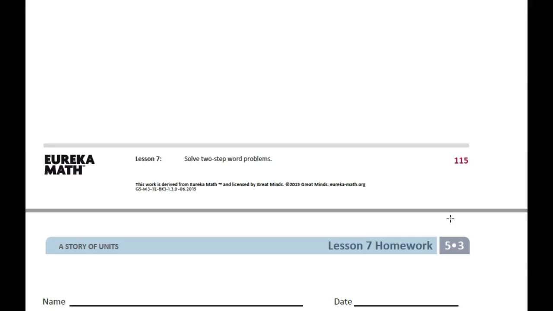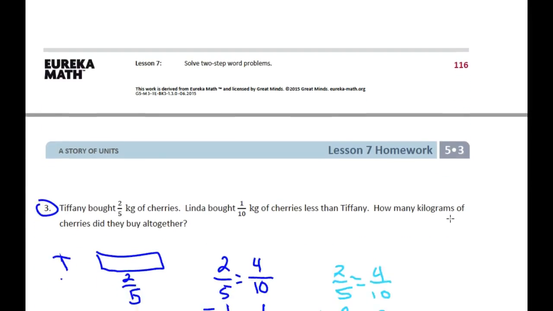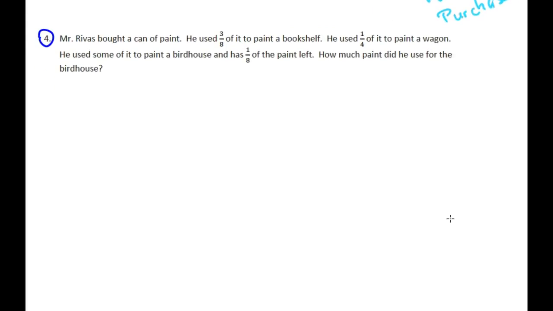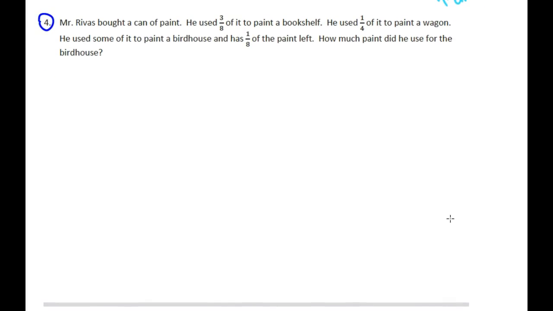All right, let's go to the last problem. So remember that was 5 minutes 50 seconds. That's where you'll find your homework problem. This one, Mr. Rivas bought a can of paint. He used 3/8 of it to paint a bookshelf. He used 1/4 of it to paint a wagon, and he used some of it for a birdhouse, and he had 1/8 of it left.